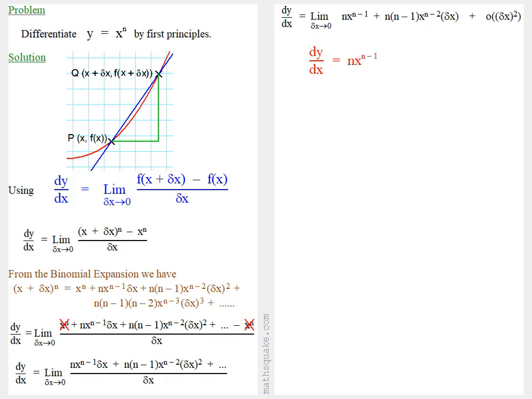So if we have a function y equals x to the power n, when we differentiate it, we multiply the term by n and reduce the power of the term by 1. This is known as Wallace's rule, and we will be using it a lot.